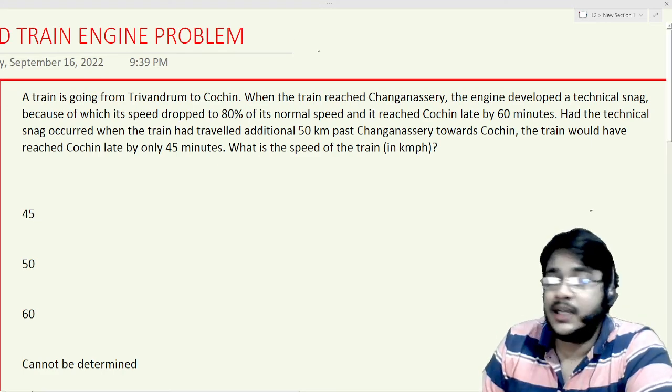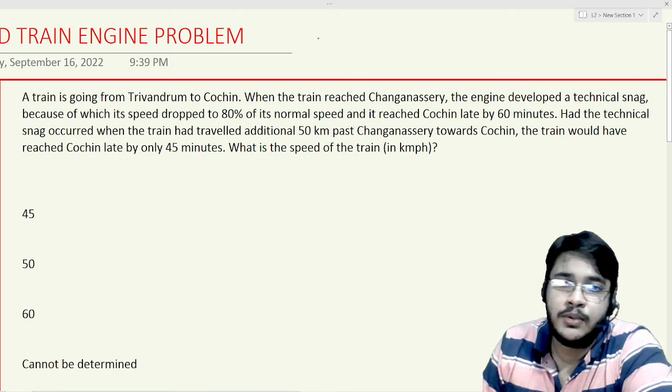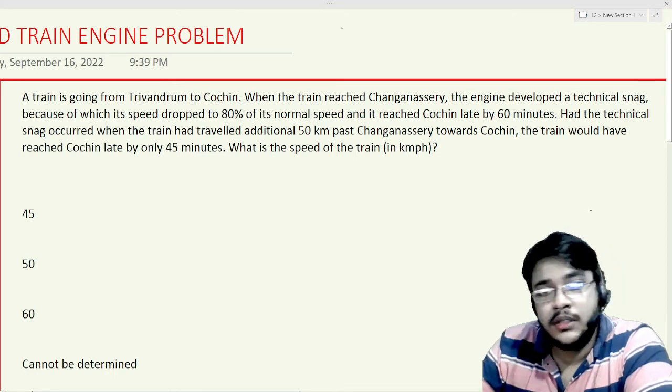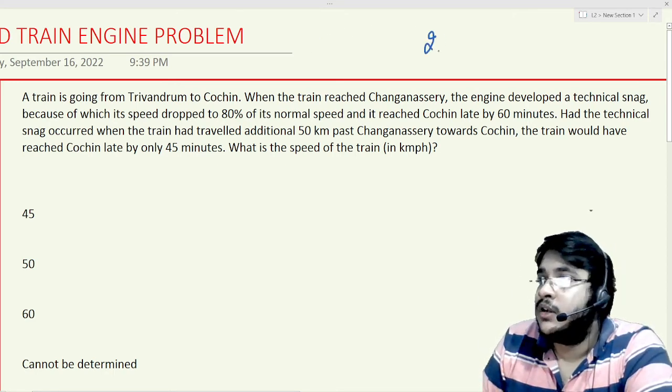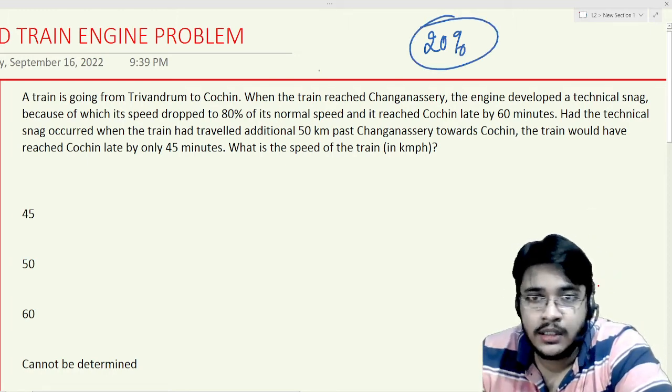Now please understand, students will do one problem, that they will say, sir, 80% drop ho gaya speed. Now the speed is remaining only 20%. This is a problem that freshers do, beginners do.